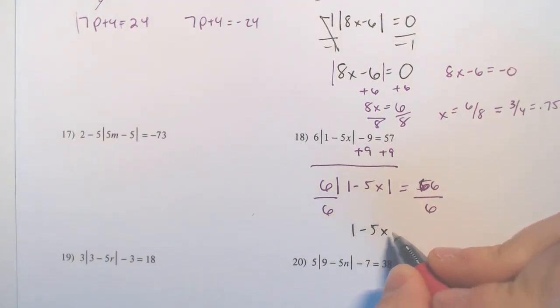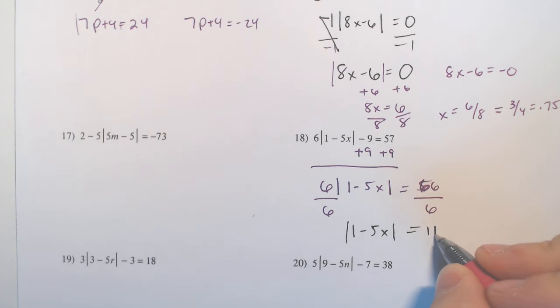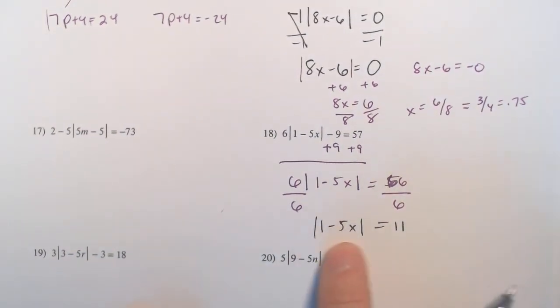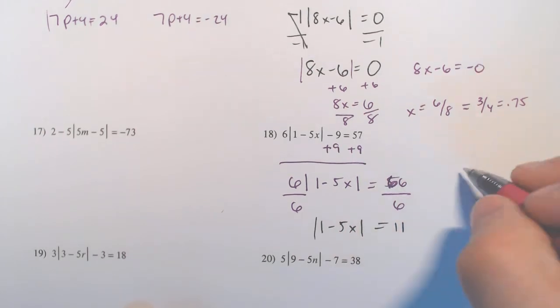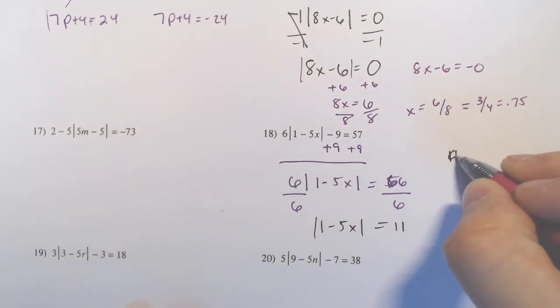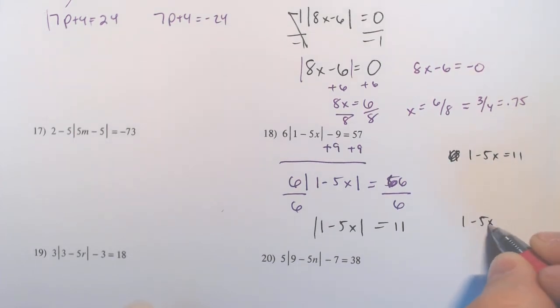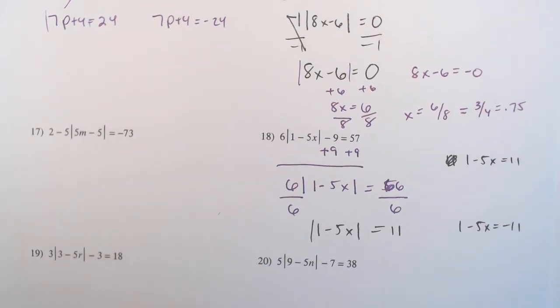1 minus 5x is equal to 11. 66 divided by 6 is 11. And now because we have the absolute values, we can do 1 positive, and 1 minus 5x equals 11, and 1 minus 5x equals negative 11.